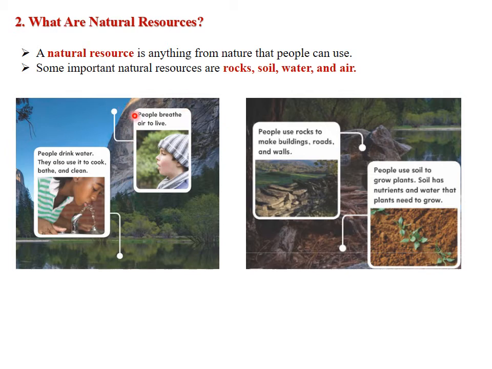People breathe air to live, and air is also a natural resource. If we look at the second picture on the right, people use rocks to make buildings, roads, and walls, and they also use soil to grow plants, and soil is a natural resource. Soil has nutrients and water that plants need to grow.